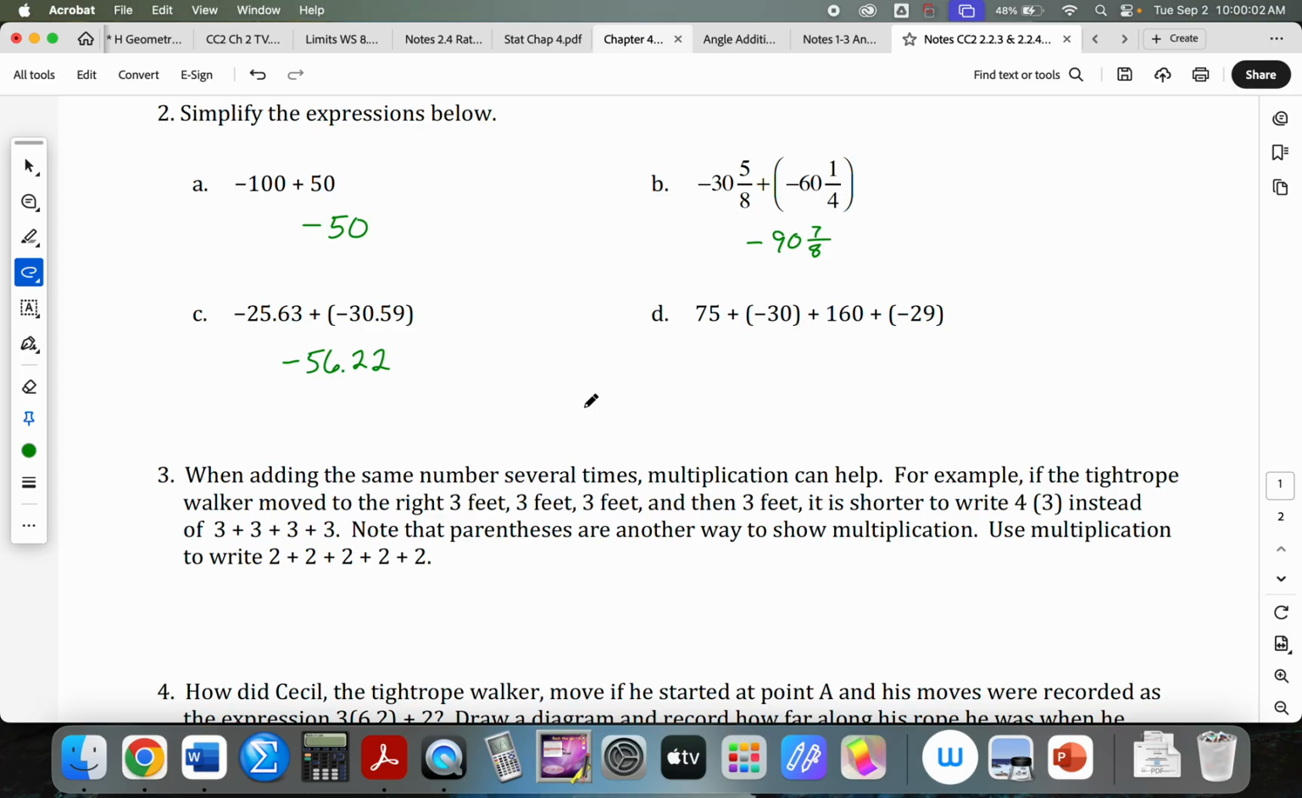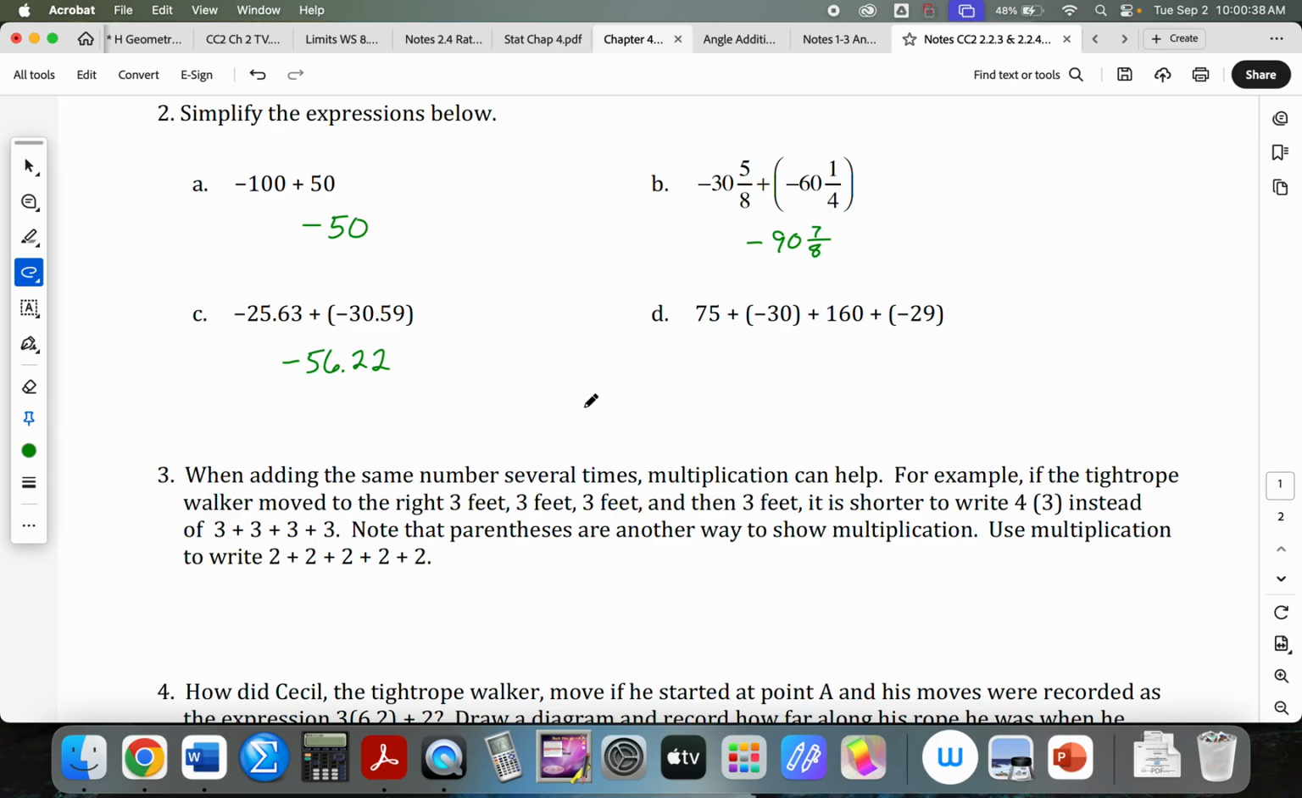All right, so at some point, unfortunately, math teachers have a bad habit of saying things like this: two negatives make a positive, which is just dumb. It's not true all the time. When you multiply two negative numbers together, you get a positive. But if you're adding two negatives together, they're working together. So it's just more negative. So it's negative 56.22.